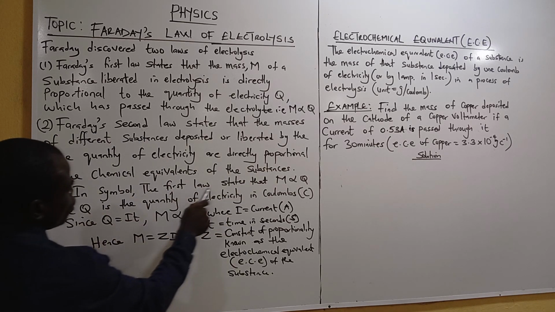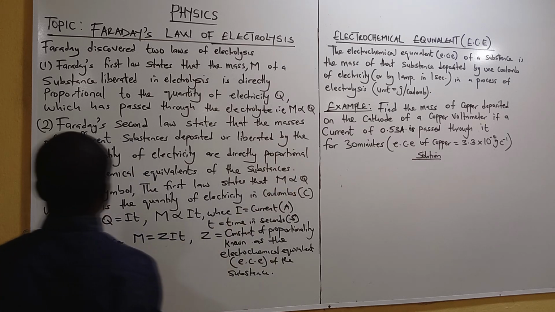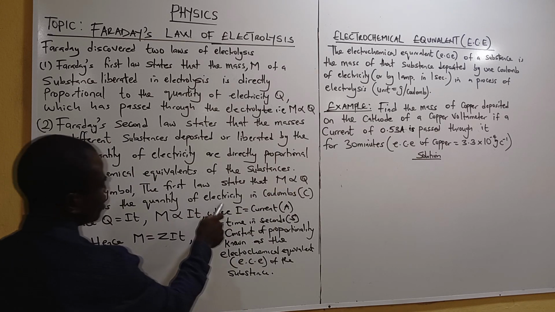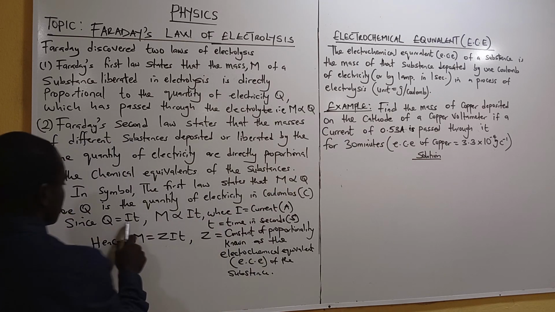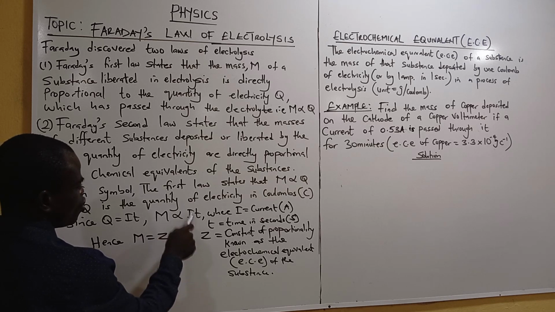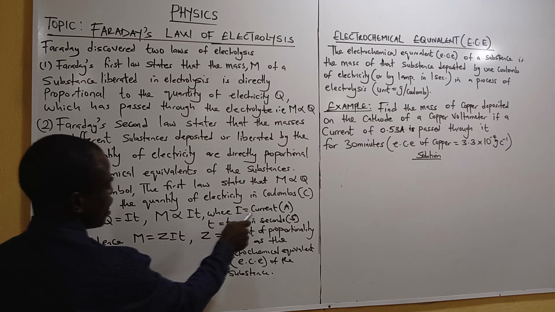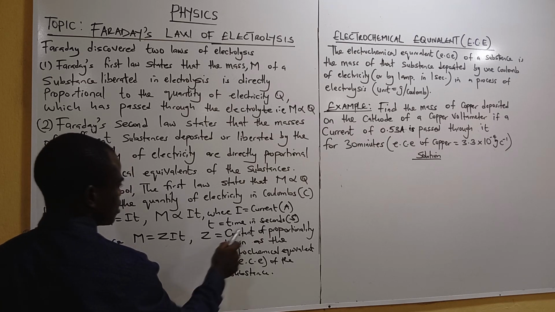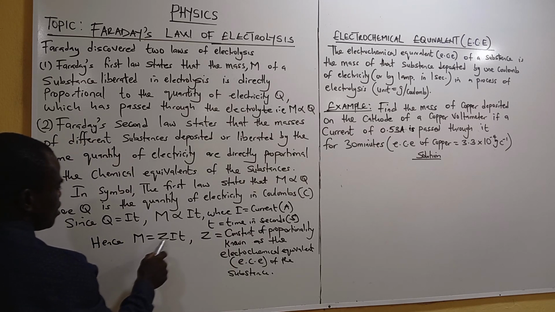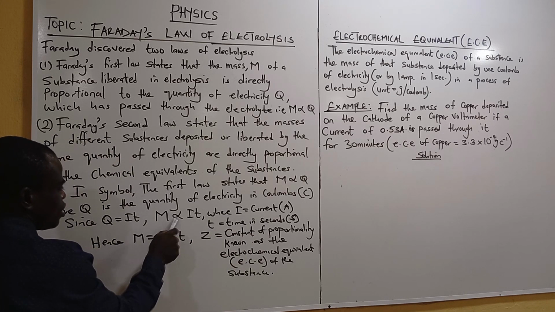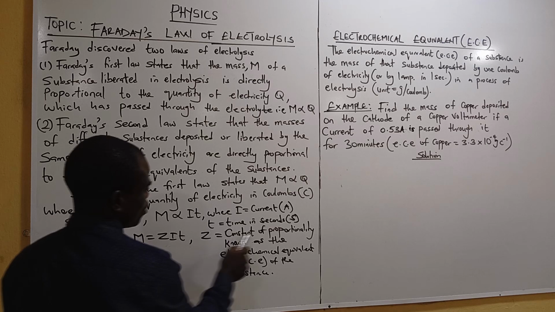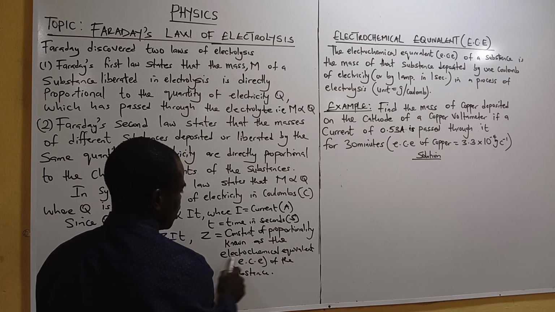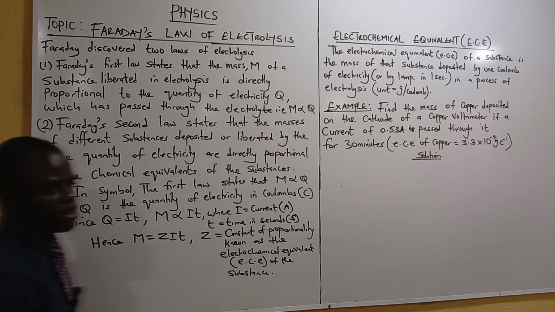In symbols, the first law states that M is directly proportional to Q, where Q is the quantity of electricity in coulombs. Since Q is equal to IT, you change your Q and put IT there, where I is the current in amperes, T is the time in seconds. Hence M is ZIT. Remove proportionality, put your constant. Z equals the constant of proportionality, known as the electrochemical equivalent of the substance.